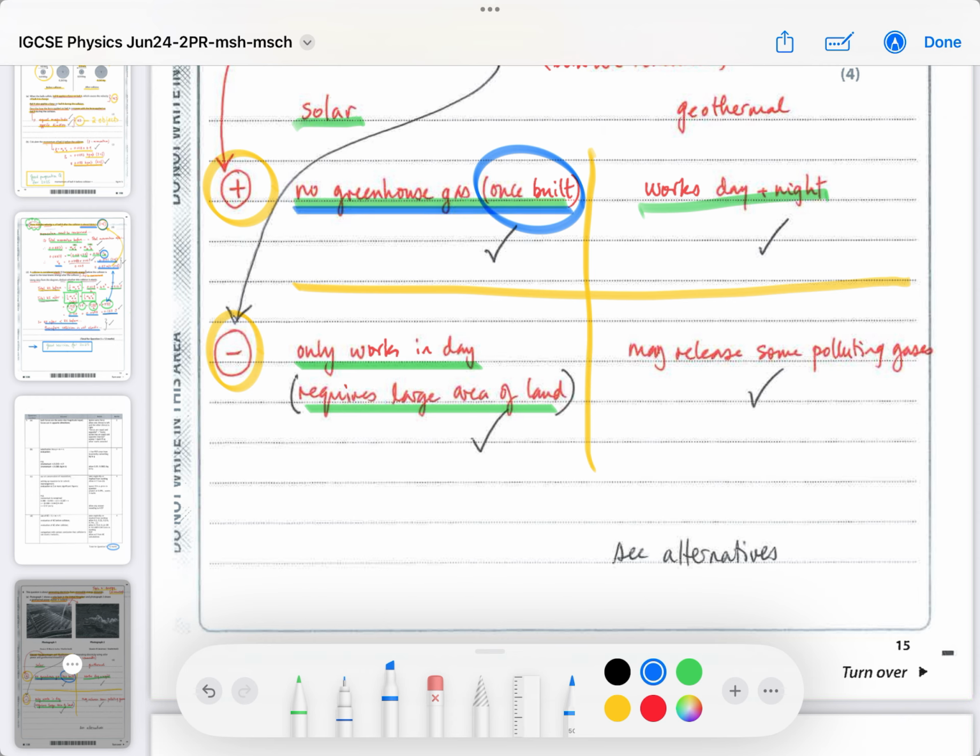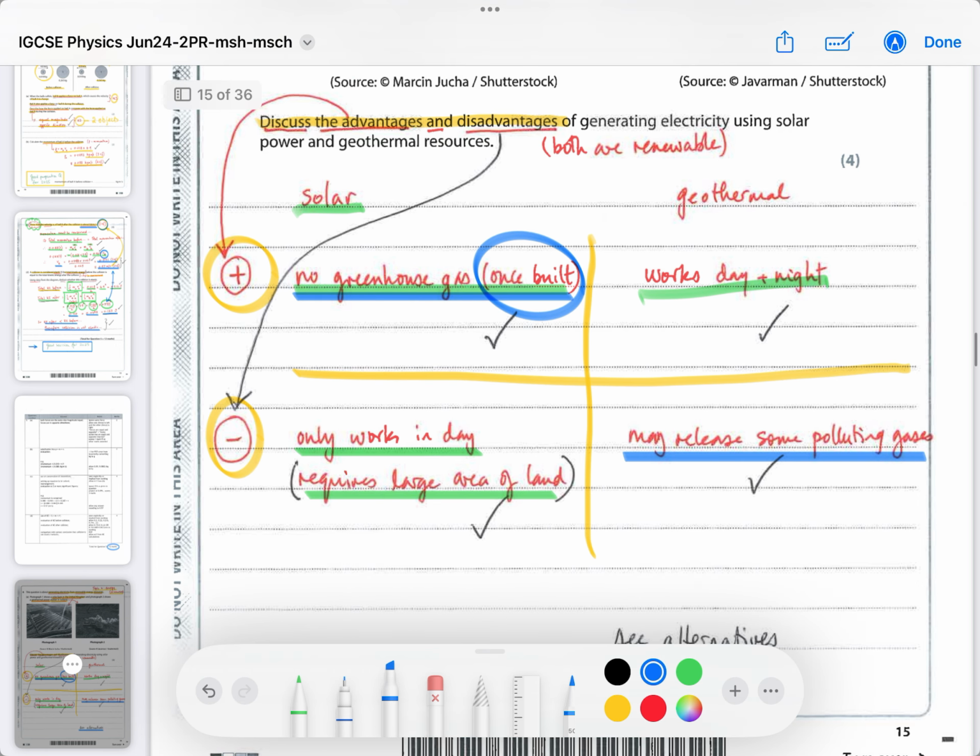Okay. So then the other box is the disadvantage of geothermal. It may release some polluting gases. It could release from the ground sulfur dioxide or ammonia or whatever. It doesn't have to be linked to carbon dioxide. Okay. Now there's alternatives if you look at the mark scheme. I'm just saying that's how they're going to give you the 4 marks. 1 advantage for each, 1 disadvantage for each.